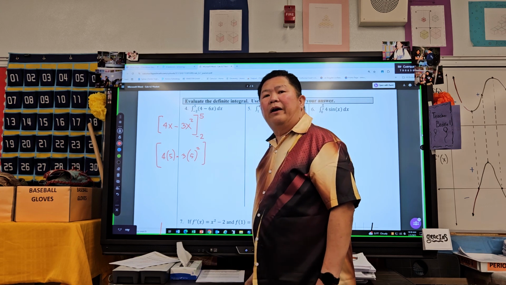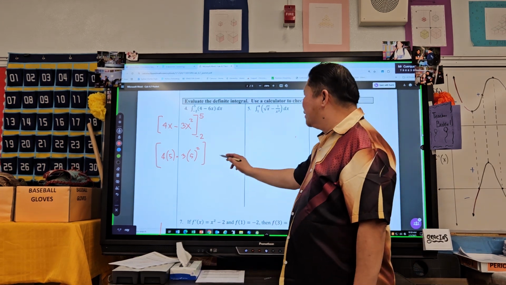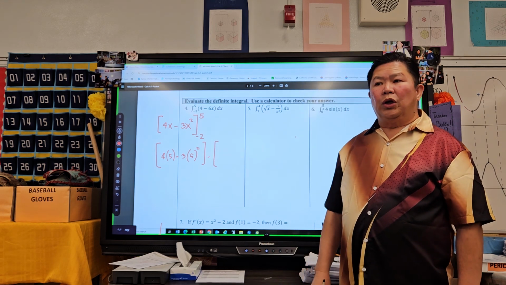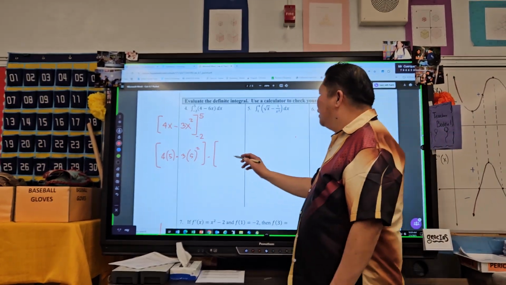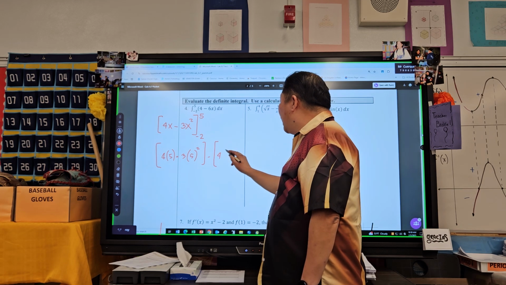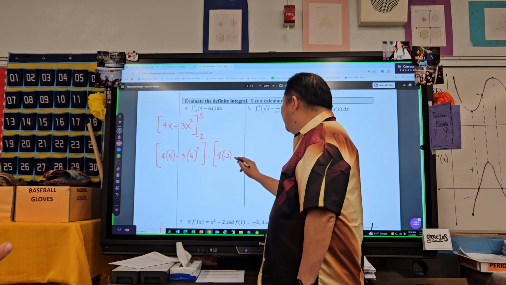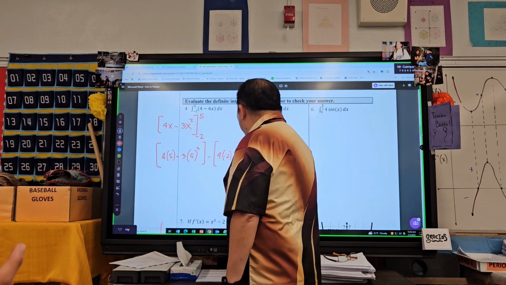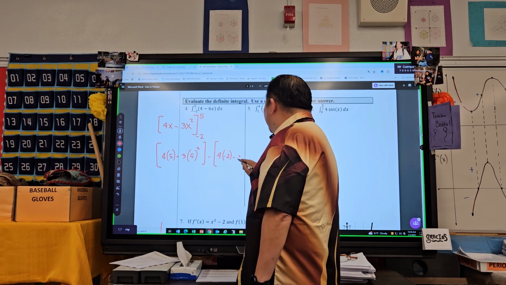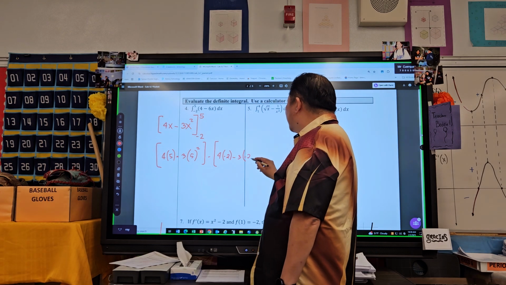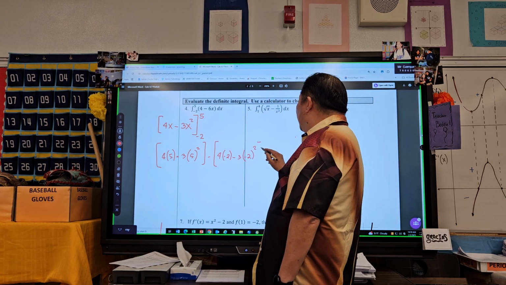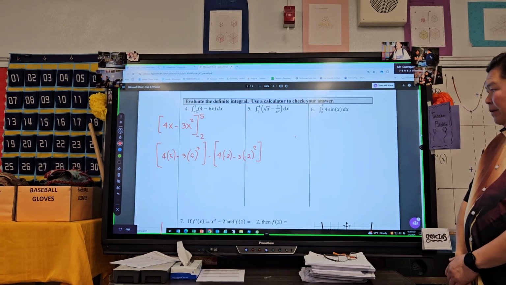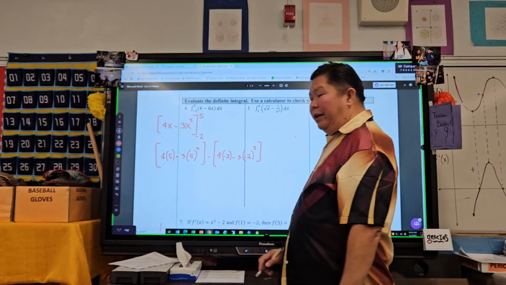I prefer to have brackets because the next step is to subtract the lower limit, negative 2. So we have 4 times negative 2 minus 3 times negative 2 to the first, squared, same thing for them. And then number 5, that's it. The graph is weird. And then simplify. I don't know how to figure these out.